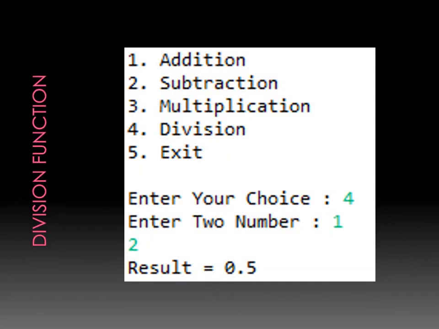And this is the division function. I just wanted to show that it does do decimals. I chose option 4, which is division, and I entered the first number as 1 and the second number as 2, so it's 1 divided by 2 and you get 0.5. So this program does do decimals.